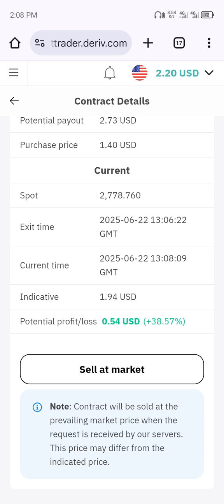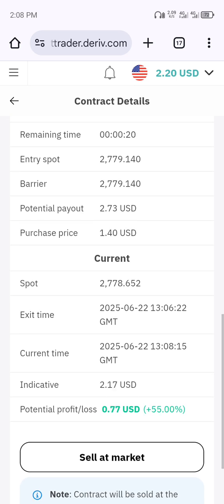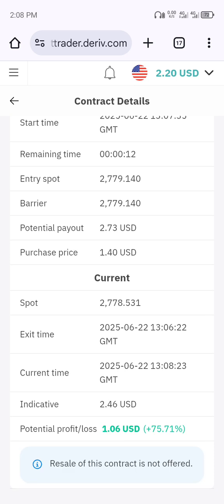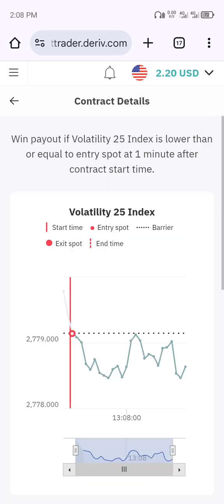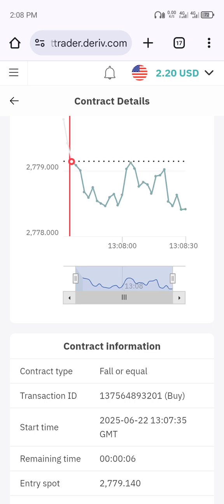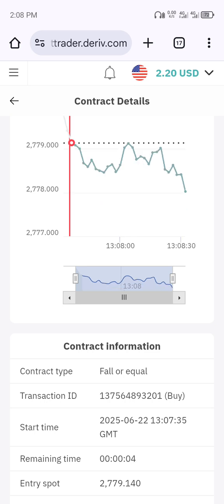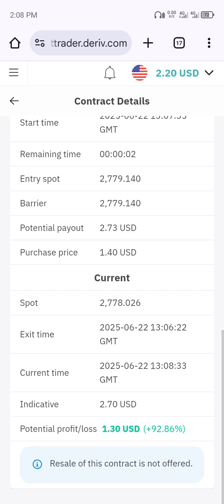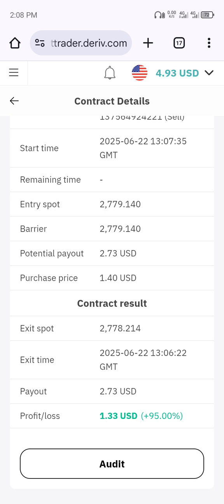Let's see. We observe a countdown. We have 20 seconds going down, or we soon enter where we can't control again. You can't sell on the market again. We have to wait till finishing. It seems to be going in our favor, and that's the end of it. It ends in our favor, and we have $1.33.